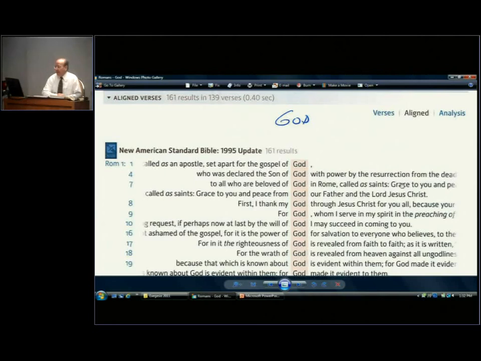So, if you look at the top, you can see that I've got 161 results in 139 verses. And it took four tenths of a second to generate that report. Get your coffee. Now, back in the old days, how long do you think it would have taken me to find 161 occurrences of God in Romans? You, not very long, because you're so wise. That does not improve. I'm guessing you didn't do well in your midterm. You already tried to score points.